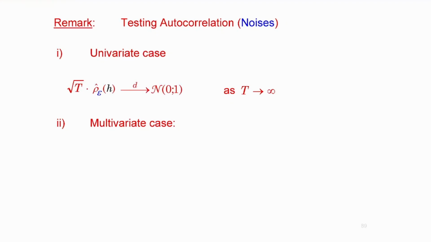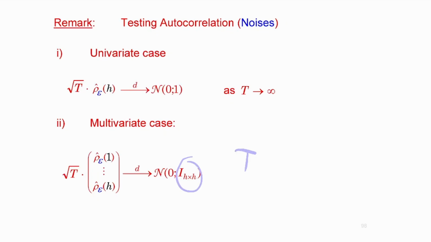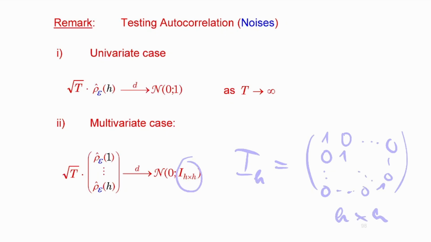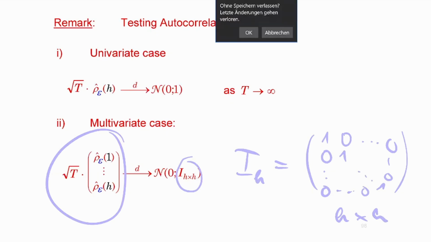And then within the multivariate case, since noises are serially uncorrelated, that's reflected here by this expression. Keep in mind, guys, this is an H by H identity matrix. You know what an identity matrix is. It has H rows and H columns, with ones on the main diagonal and zeros elsewhere. And that is going to be the variance covariance matrix of this expression, and since it's going to be standard normal, this is the multivariate standard normal distribution.